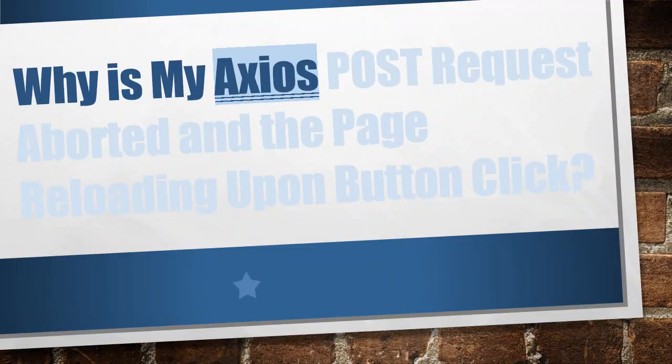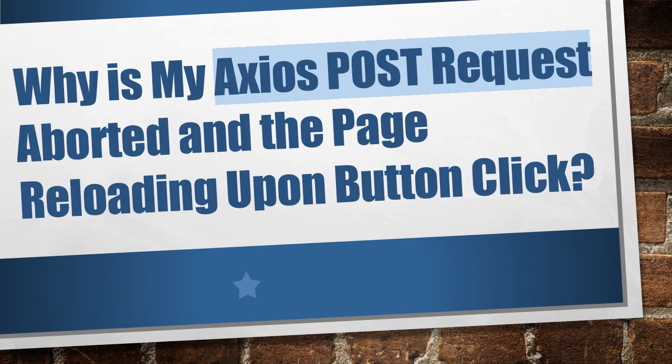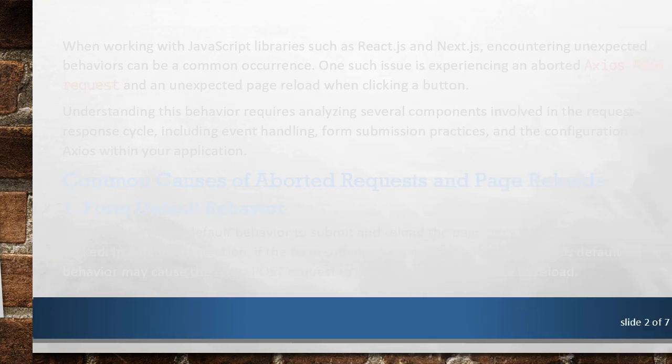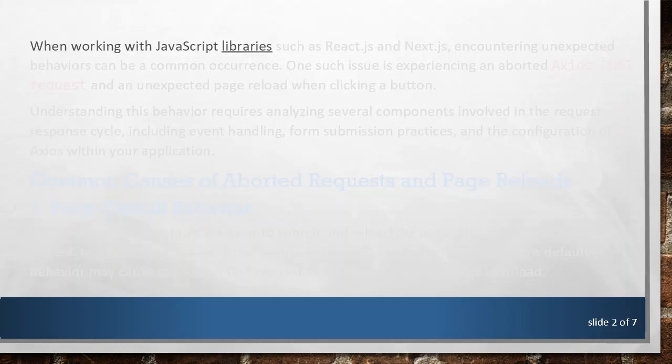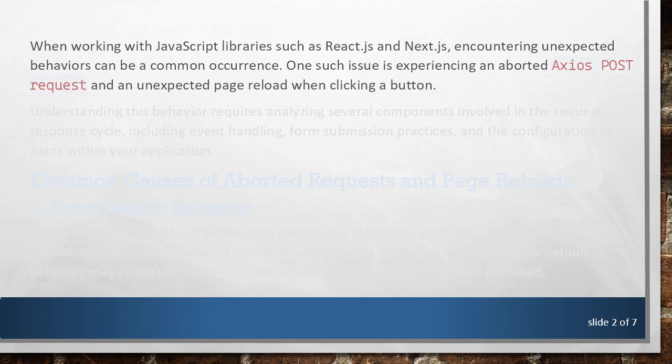Why is my Axios post request aborted and the page reloading upon button click? When working with JavaScript libraries such as React.js and Next.js, encountering unexpected behaviors can be a common occurrence. One such issue is experiencing an aborted Axios post request and an unexpected page reload when clicking a button.